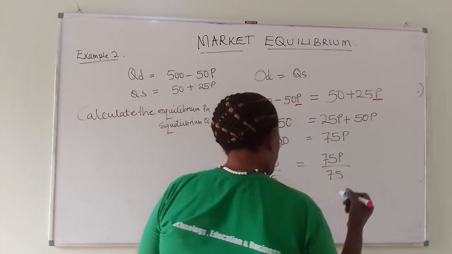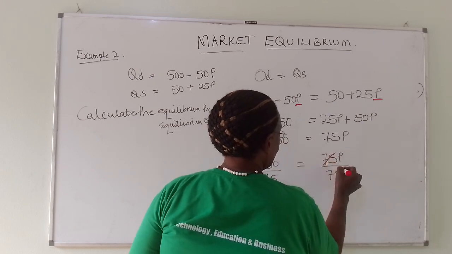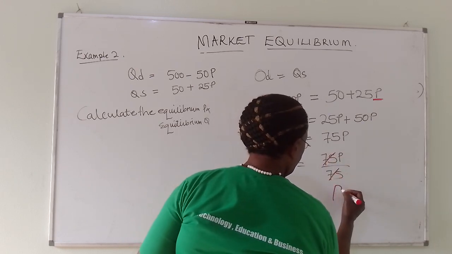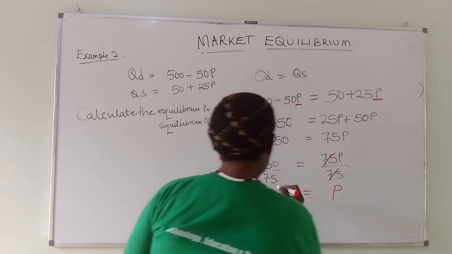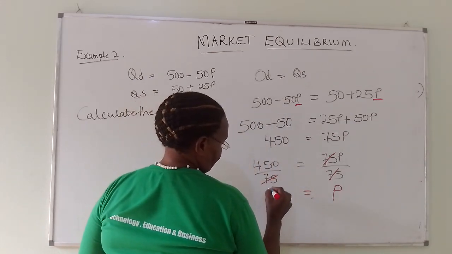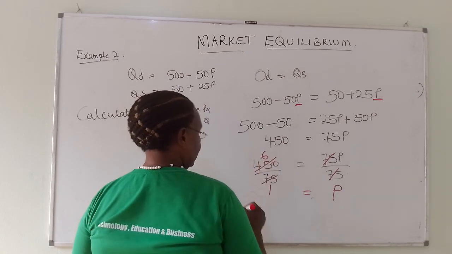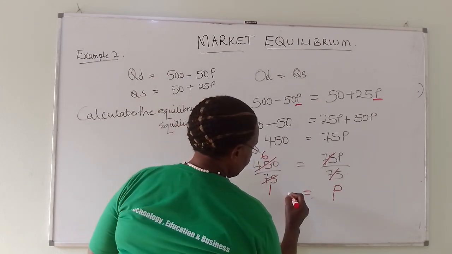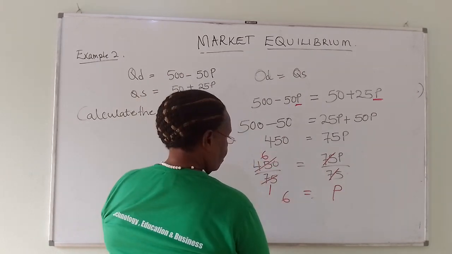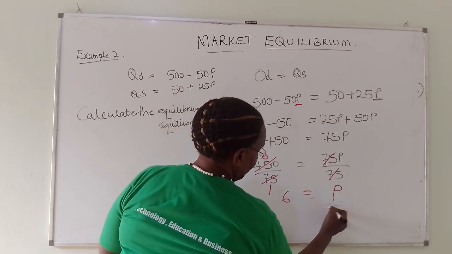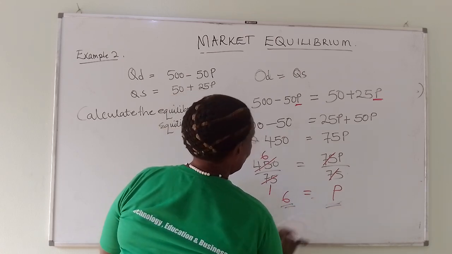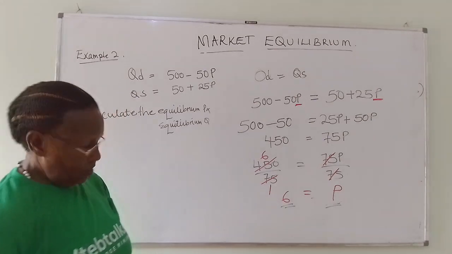Like we had in the other case, these two cancel each other and you remain with the P. And we find that 75 goes into 75 once. It goes into 450 6 times. 6 over 1 is the same as 6. So our equilibrium price is 6. It has a unit of 6. And what do we do?